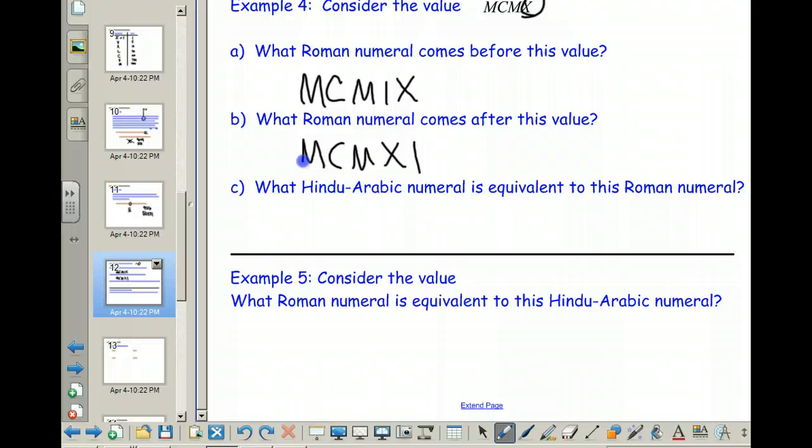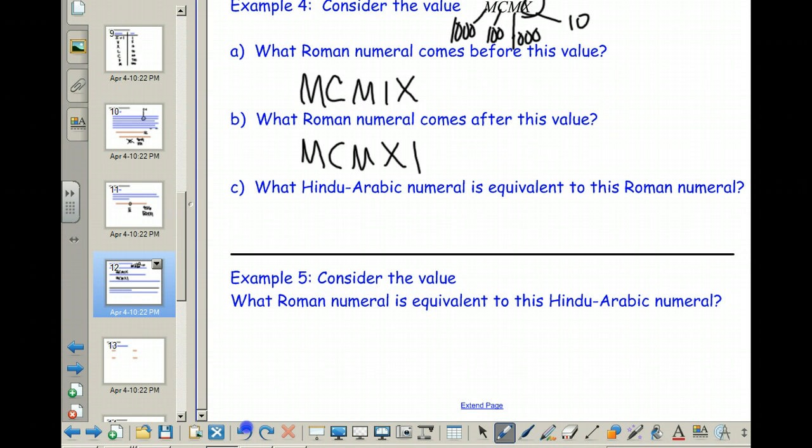First of all, you have to identify anywhere that you have numbers that change the order. Here's what I do: I write the numbers out. What is M? 1,000. What is C? 100. Here's 1,000. This is 100. And then there's another M here, so there's another 1,000, right? And then the X is 10.